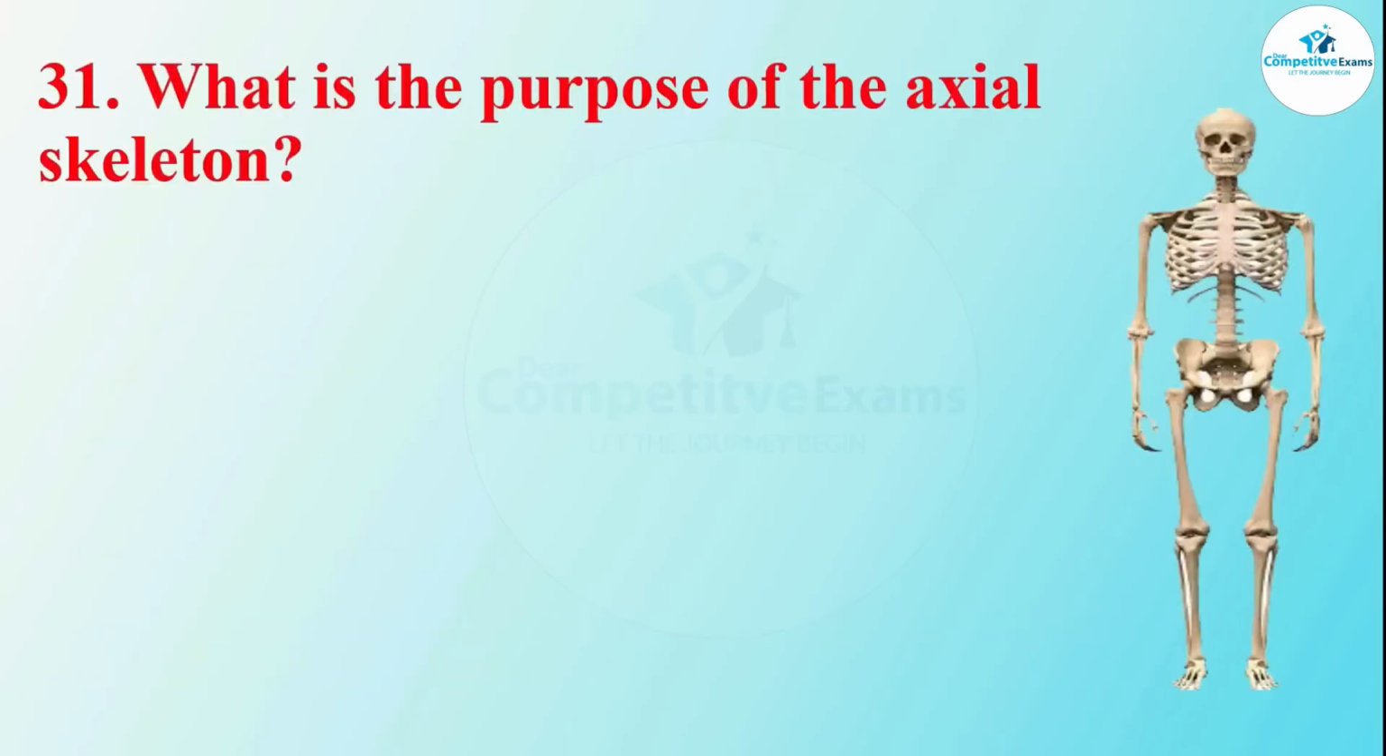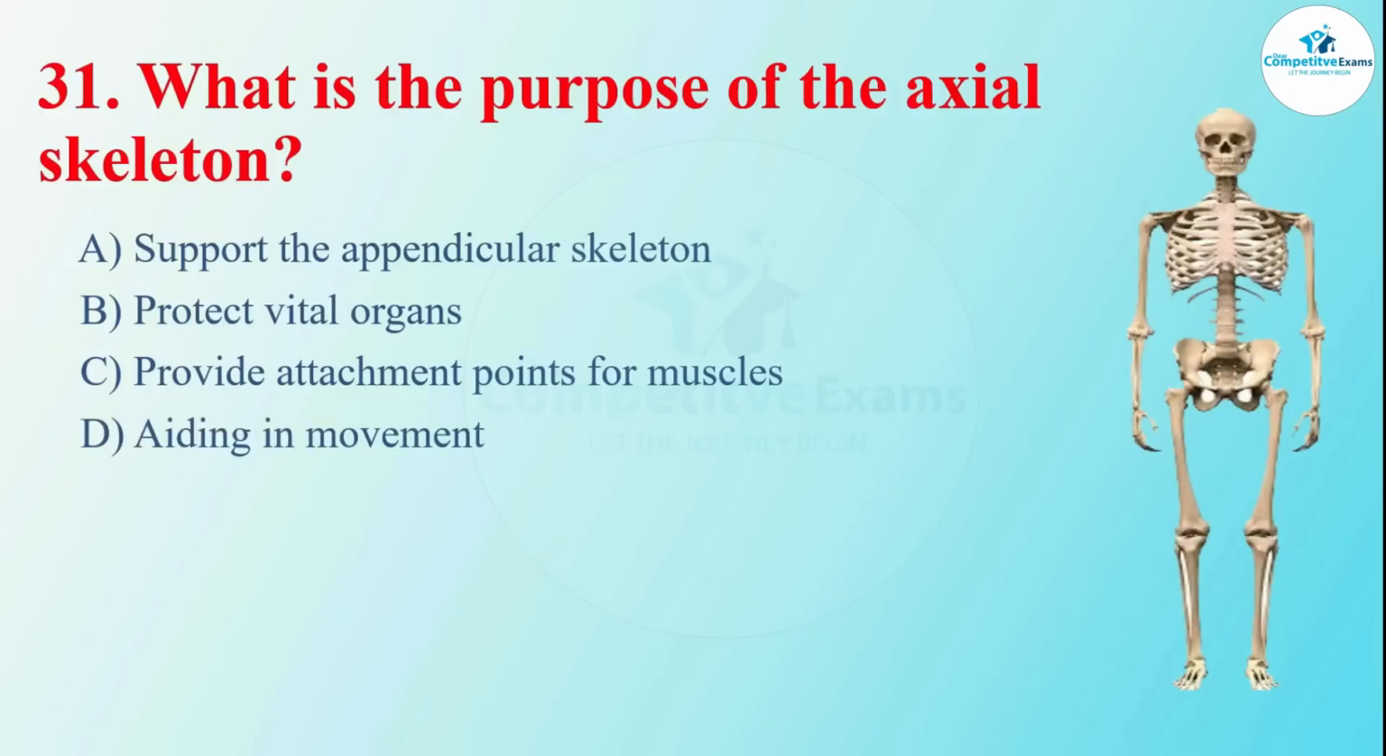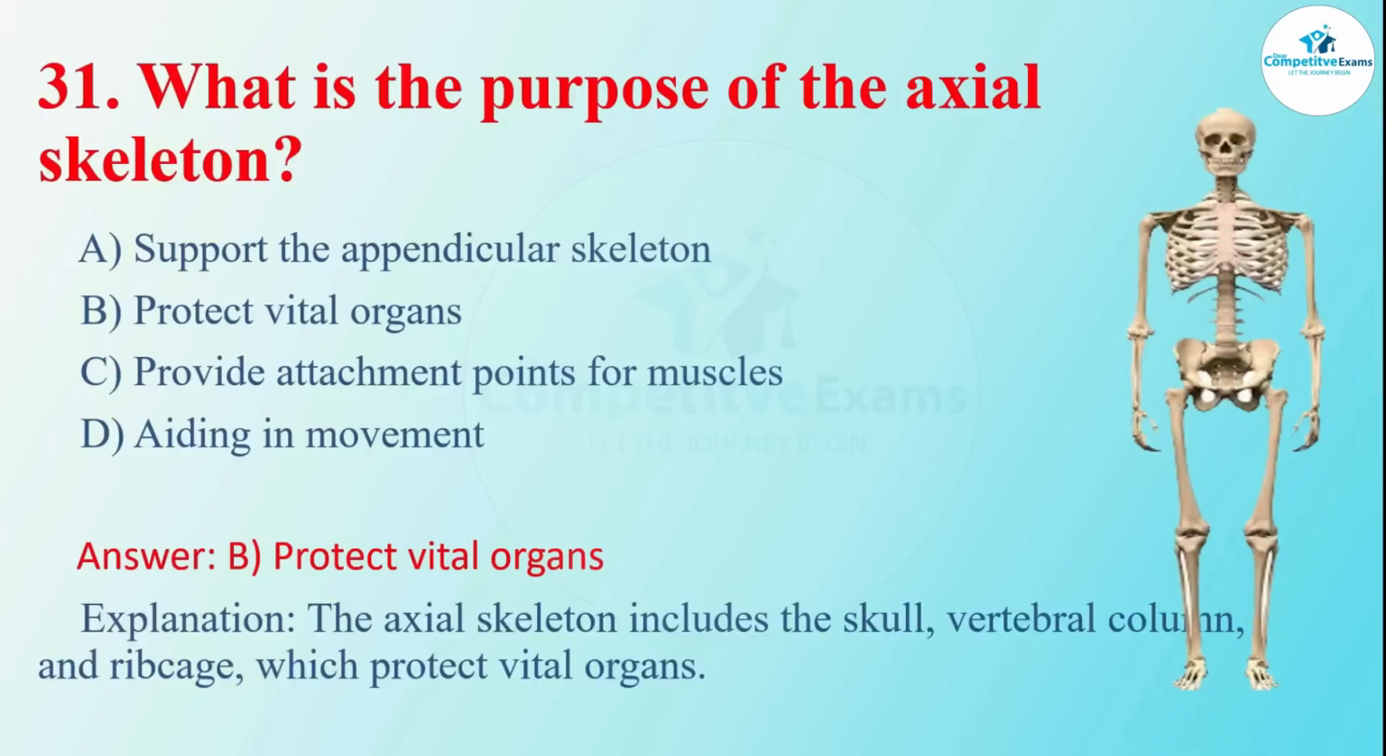Question number 31. What is the purpose of the axial skeleton? So what is the purpose of the axial skeleton that exists in our body? Your options are to support the appendicular skeleton, to protect the vital organs, to provide attachment points for muscles, or aiding in movement. So the right answer is that it exists to protect vital organs like the brain, heart, etc. Let's move on to question number 32.